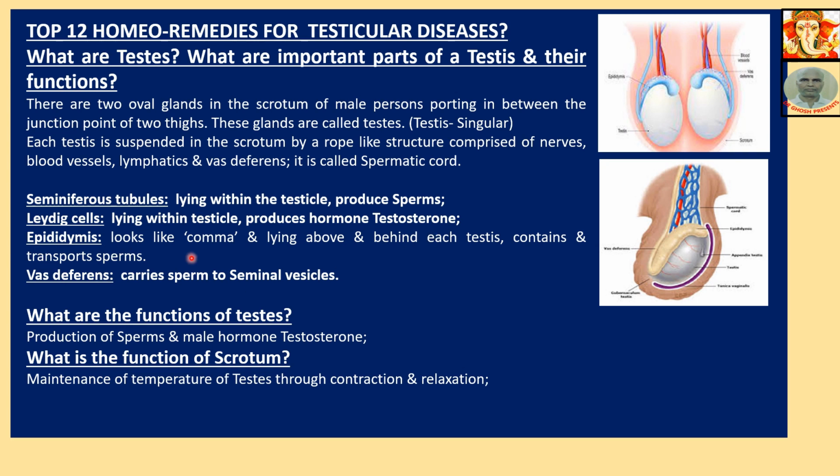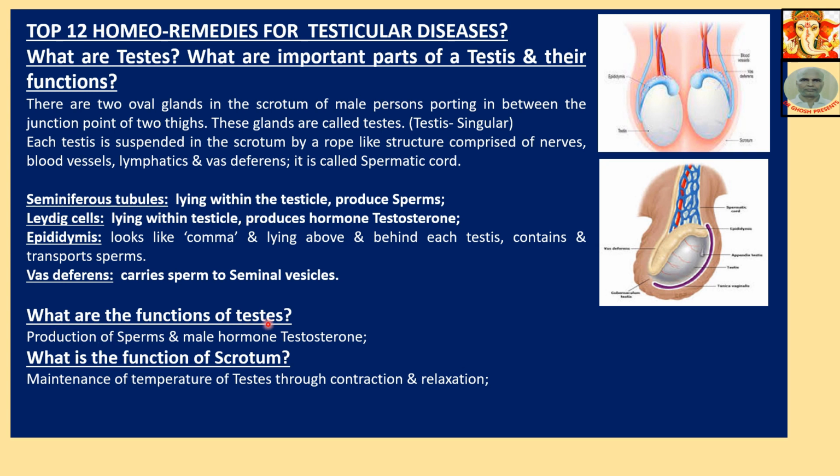The epididymis looks like a comma and lies above and behind the testis. It is seen from above. This is a comma-like structure. The epididymis contains and transports sperms. Actually, the sperms are produced by the seminiferous tubules, and these are carried by the epididymis to the vas deferens for other necessary actions. The vas deferens carries sperm to the seminal vesicles.